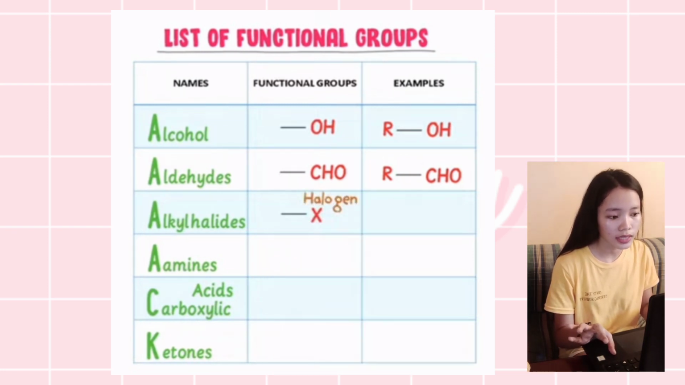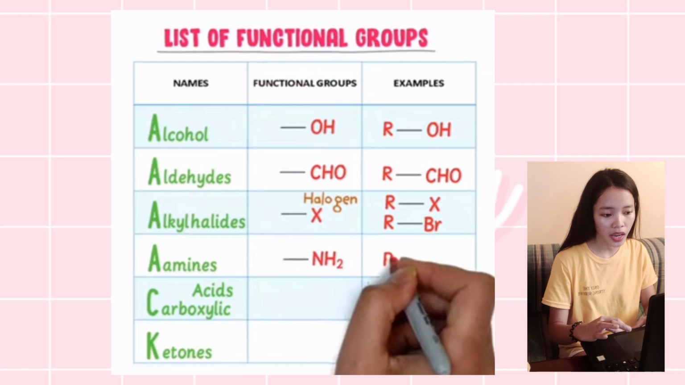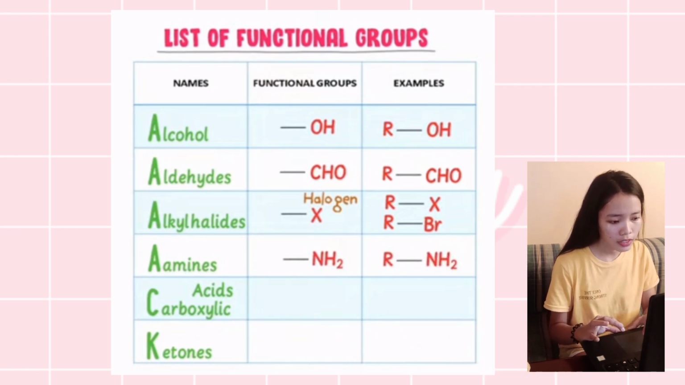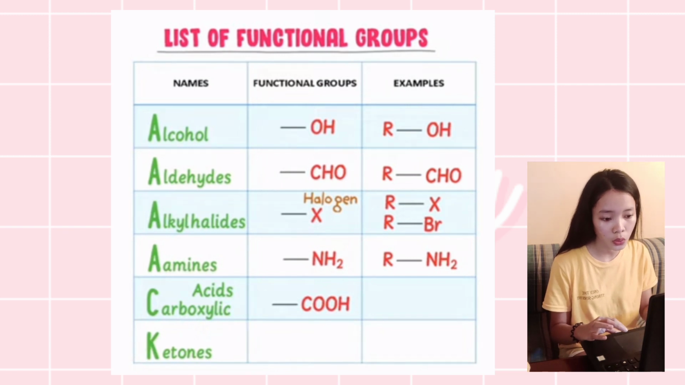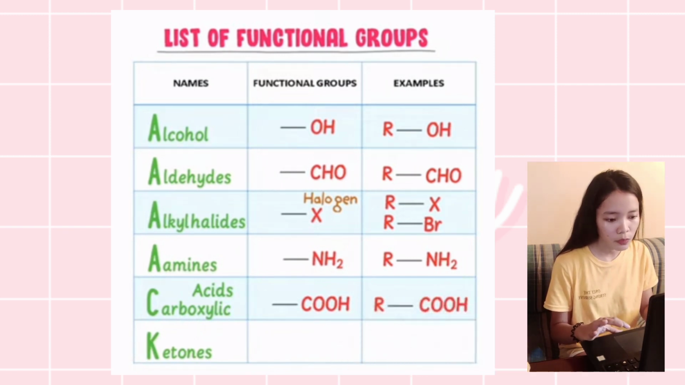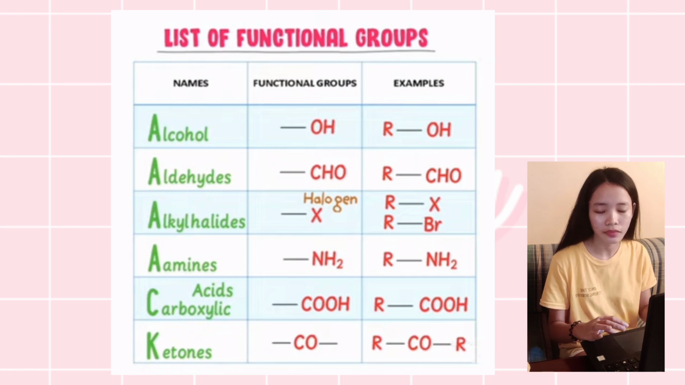The functional group of alkyl halides is -X. The X represents the halogen. For example, R-X, R-Br. The functional group of amines is -NH2. For example, R-NH2. The functional group of carboxylic acid is -COOH. For example, R-COOH. And the functional group of ketones is -CO-, and an example is R-CO-R.